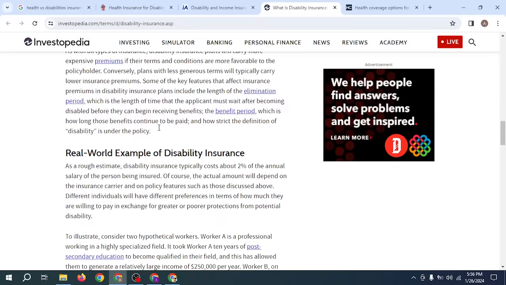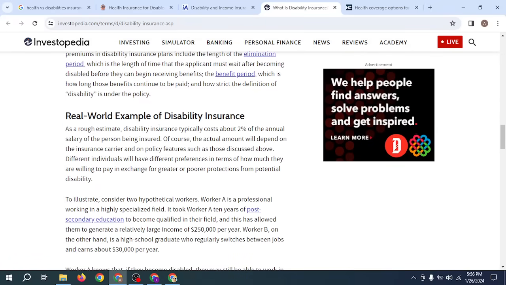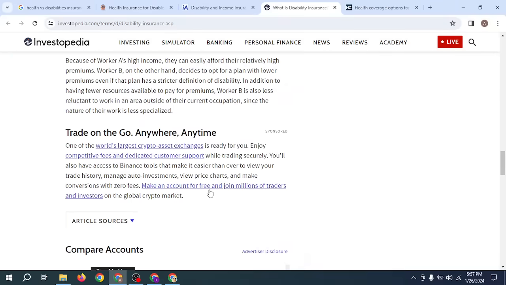These are the definition and complete description of the disability insurance policy. I hope you now understand the difference between the health insurance policy and the disability insurance policy.